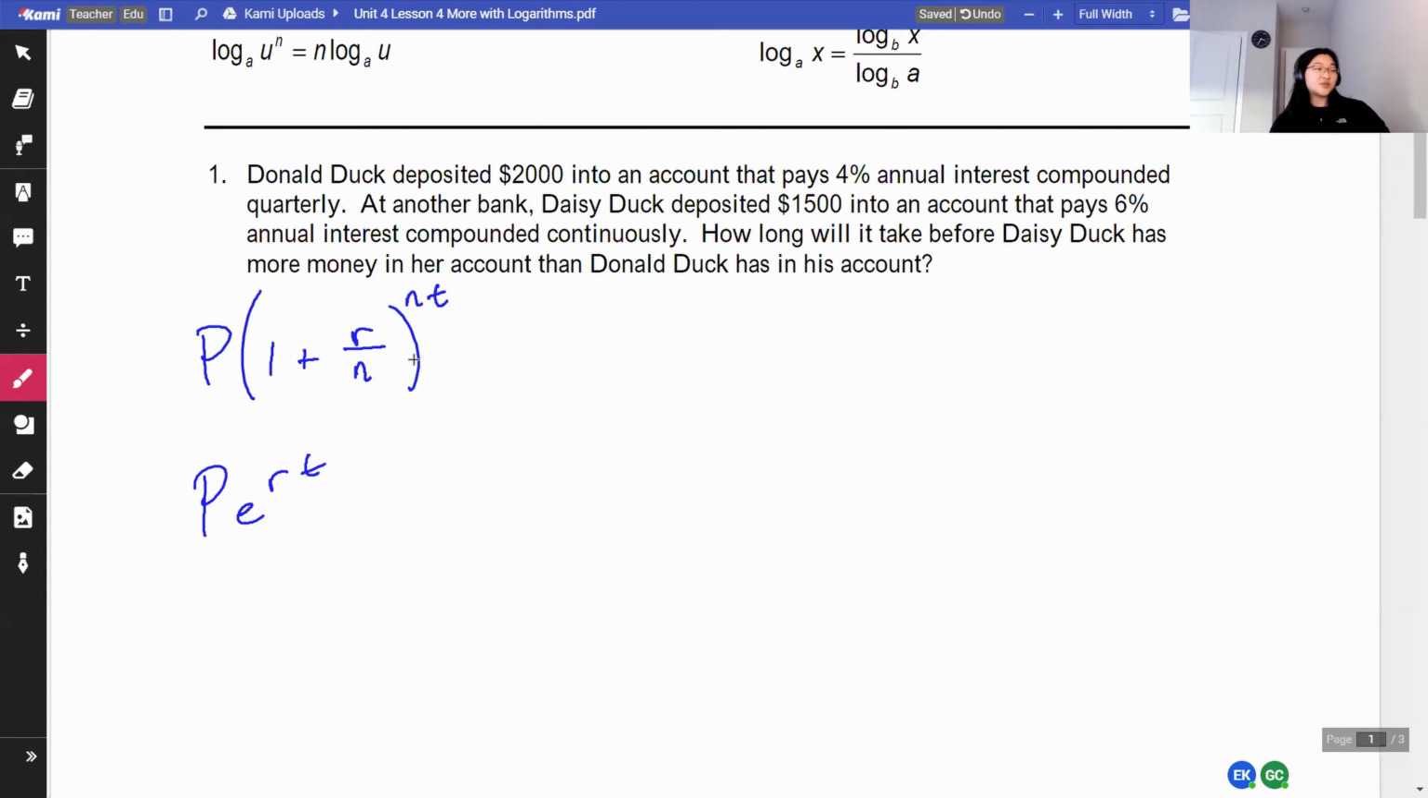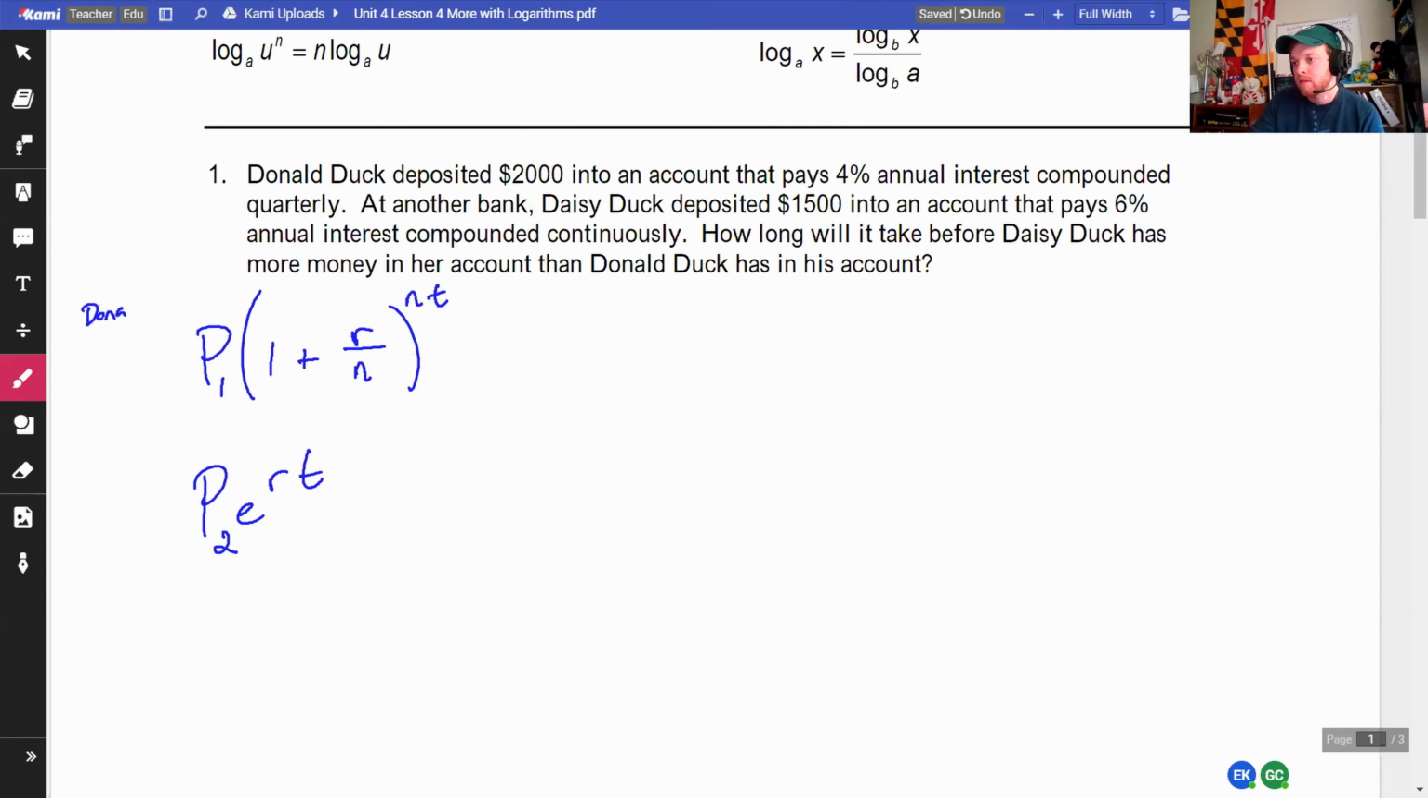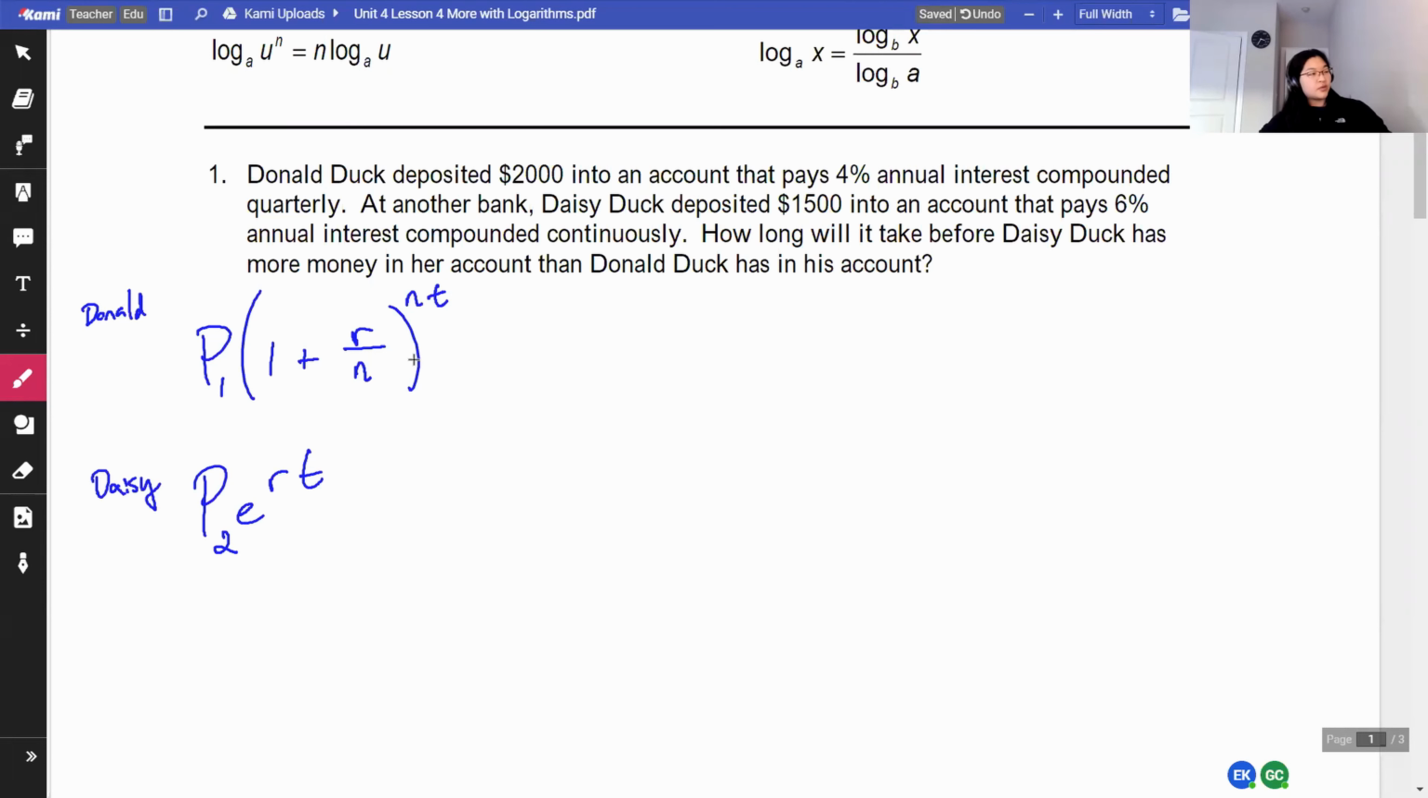But they're different principal amounts, right? So maybe we should label them. Oh, they have alliterative names and they're both ducks. Okay, 1 and 2. Yeah, that works. Organization is key. Let's write Donald Duck here, and we'll write Daisy here. We should also label the rates, rate 1 and rate 2, because they have different interest rates.